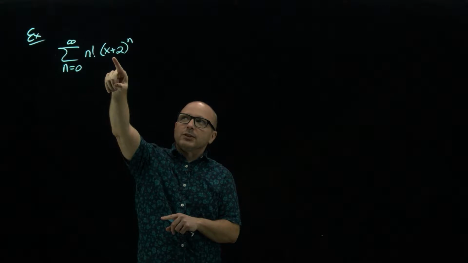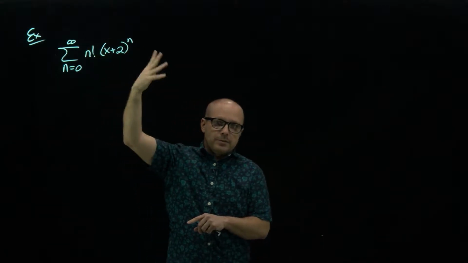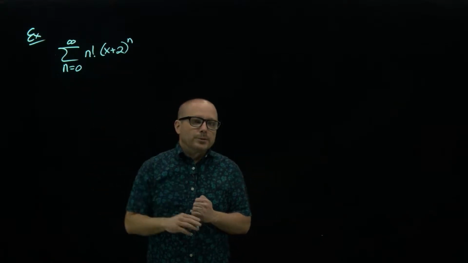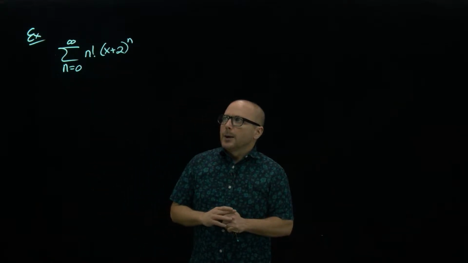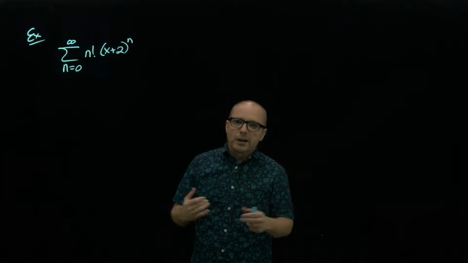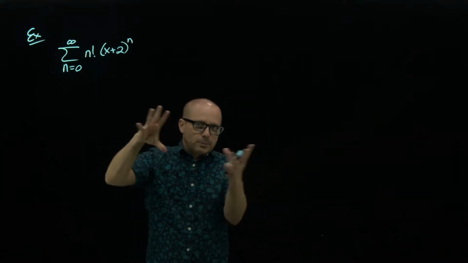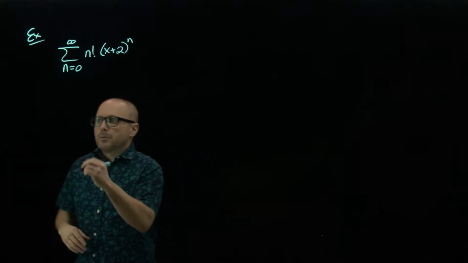Remember, we know every power series will converge at least at its center because it's trivial. If you plug a -2 into there, all the terms are 0, or at least all the terms except for the n equals 0 term. So let's look at what happens when we apply the ratio or root test here.